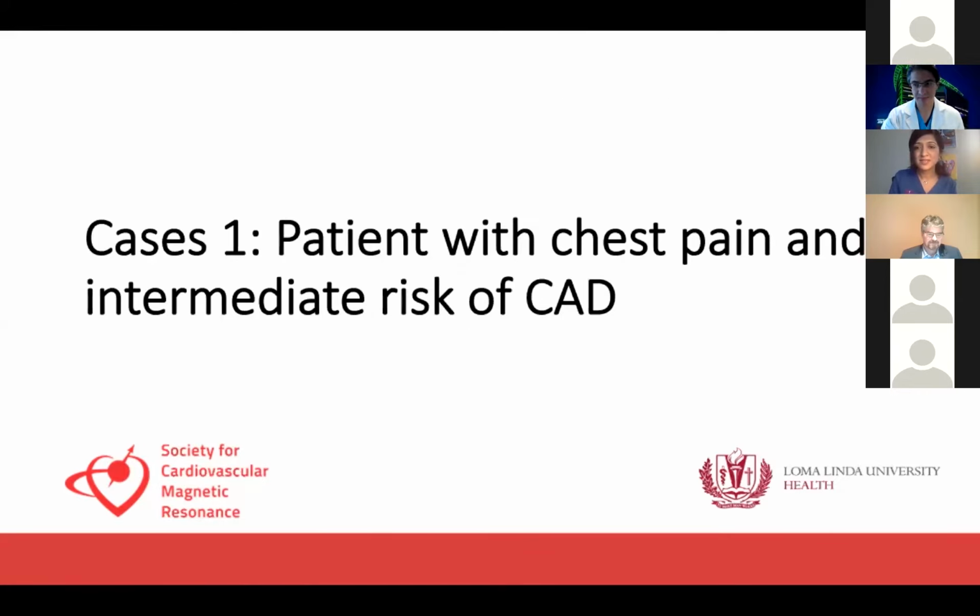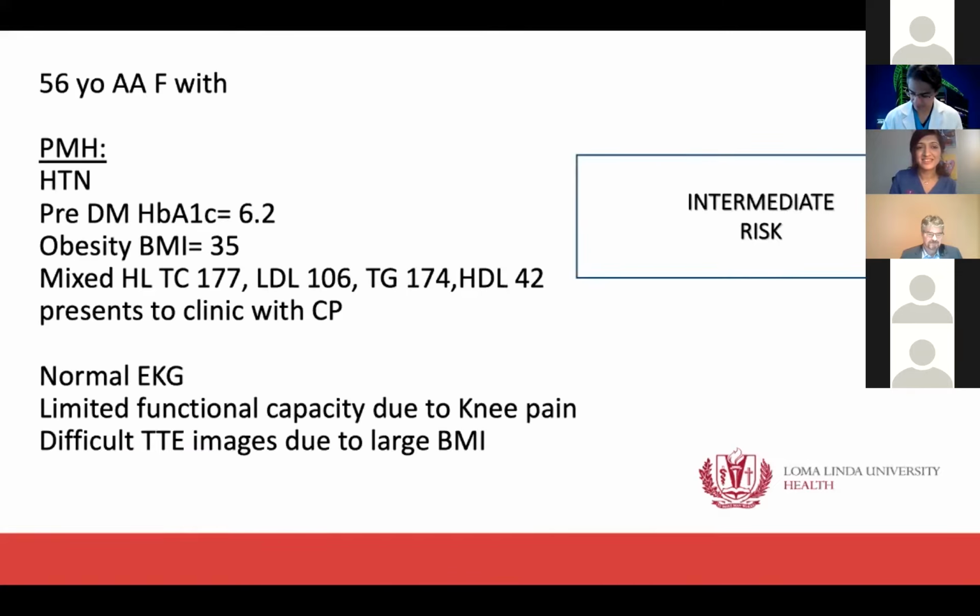So my first case is a patient with chest pain and intermediate risk of coronary artery disease. She's a 56-year-old African-American female. She has past medical history of hypertension. She's also pre-diabetic with a hemoglobin A1C of 6.2. She's obese with BMI of 35. And in fact, there have been issues getting her echocardiographic images because of her BMI, in spite of giving her contrast. The regional wall motion abnormalities or the endocardium was not well visualized on echocardiogram.